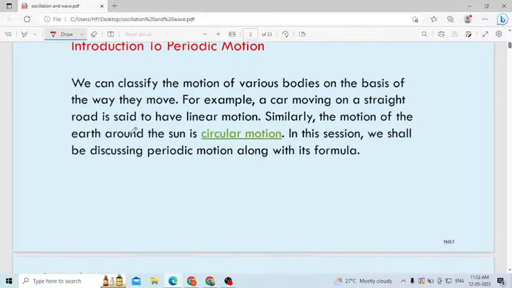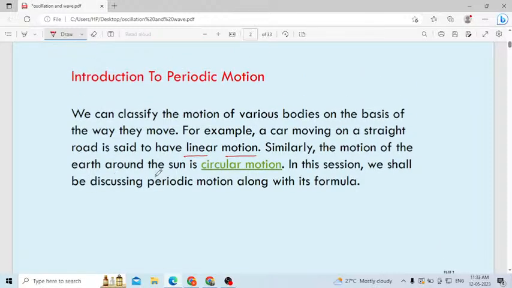For example, a car moving on a straight road is said to have a linear motion. If a car is moving on a road in a straight line, we will consider that as linear motion. Linear represents a straight line. Linear means always remember the object is moving in a straight line.